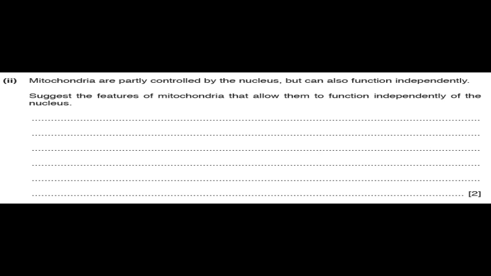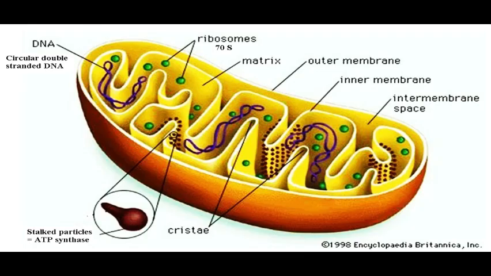2. Mitochondria are partly controlled by the nucleus, but can also function independently. Suggest the features of mitochondria that allow them to function independently of the nucleus. Mitochondria have their own circular DNA carrying genes. mRNA is transcribed from mtDNA. Mitochondria produce their own tRNA. They can replicate DNA. These genes, when expressed, form their own proteins, such as respiratory enzymes and ATP synthetase. Mitochondria have their own 70S ribosomes for translation.